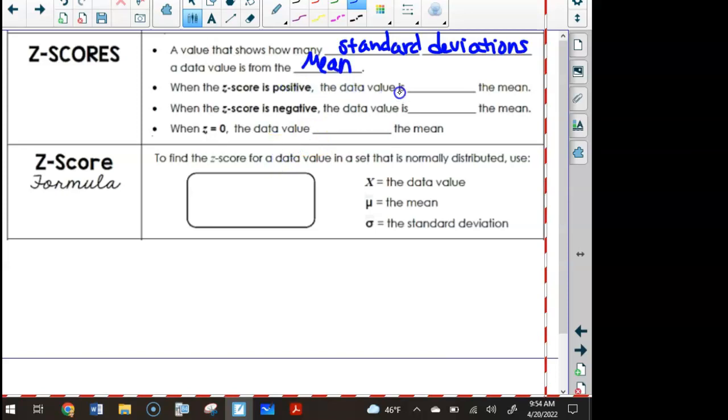When a z-score is positive, the data point is above the mean. When it's negative, it's below the mean. When z is 0, the data value equals the mean. Okay. So to find a z-score, you want to know how far it is from the mean. So that would mean x minus the mean. And then you want to know how many standard deviations that is, so you're going to divide by the size of a standard deviation. I believe that formula is on your reference sheet. You find it on there? Okay.